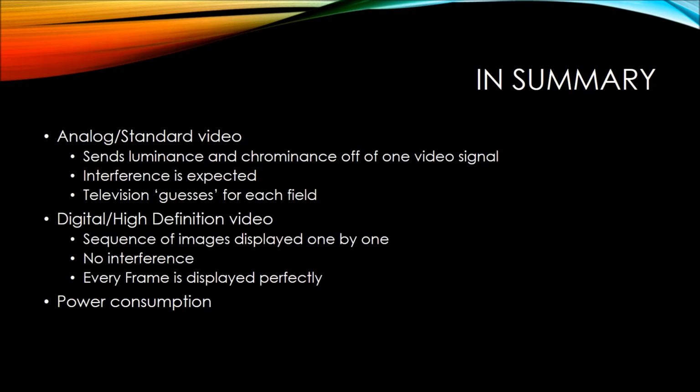In summary, luminance and chrominance are sent upon one video signal, and interference is expected, whereas digital video sequences the images that are displayed one by one without any interference. Standard televisions can only display interlaced television, which shows half the picture, whereas the high definition television can perfectly display the image through the use of progressive scanning and high resolution pictures. And lastly, the high definition television requires much less power in order to run.